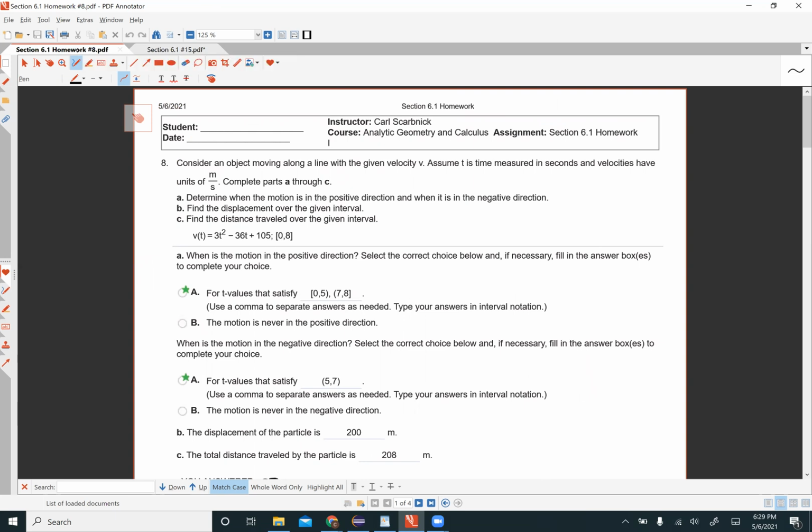Okay, so students, here's kind of a fun problem. Here we have this velocity function. You've got to be careful, because sometimes the velocity is positive, sometimes the velocity is negative.